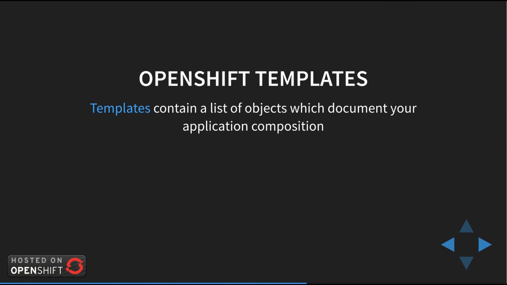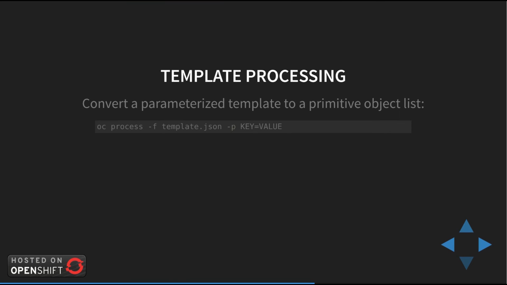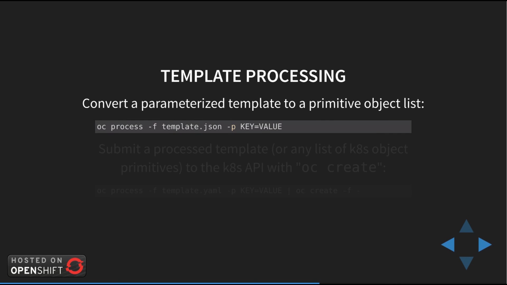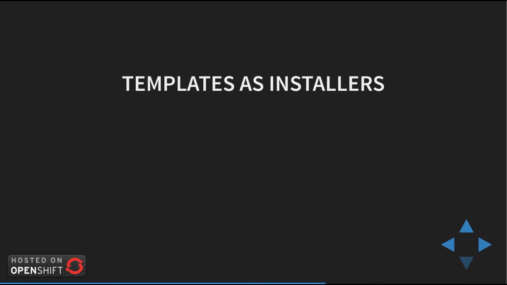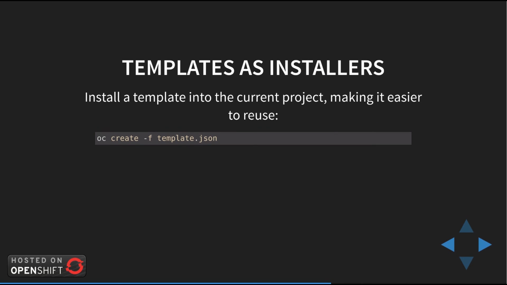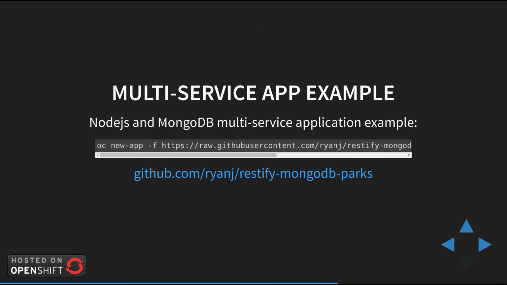OpenShift also provides a nice templating system, allowing you to package multiple microservices together. These templates also include support for basic parameter injection, allowing you to configure templates for each stage of your deployment pipeline. Templates can also be used as installers to make groups of microservices easily available for users to launch on their own using our web-based interface.